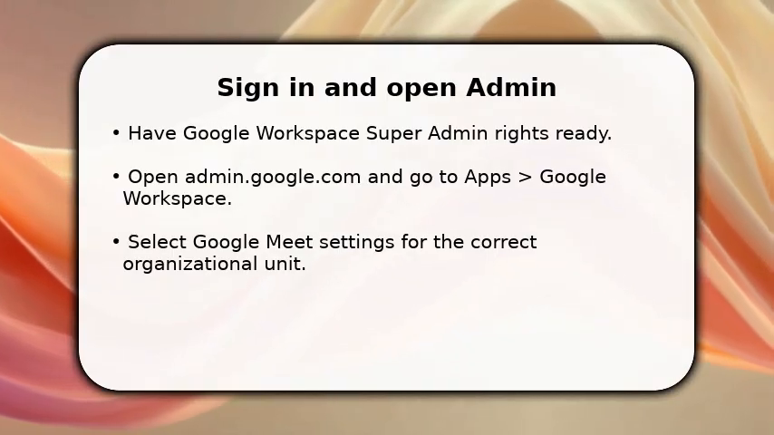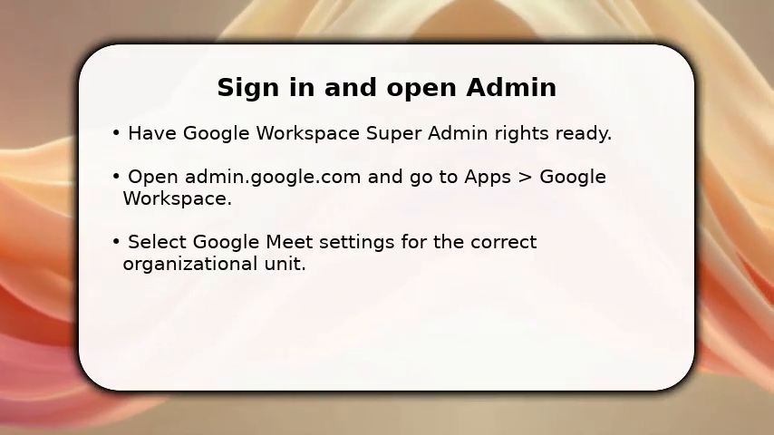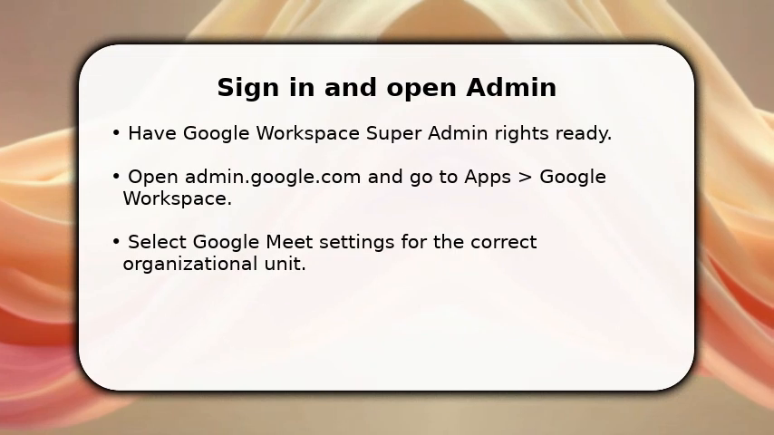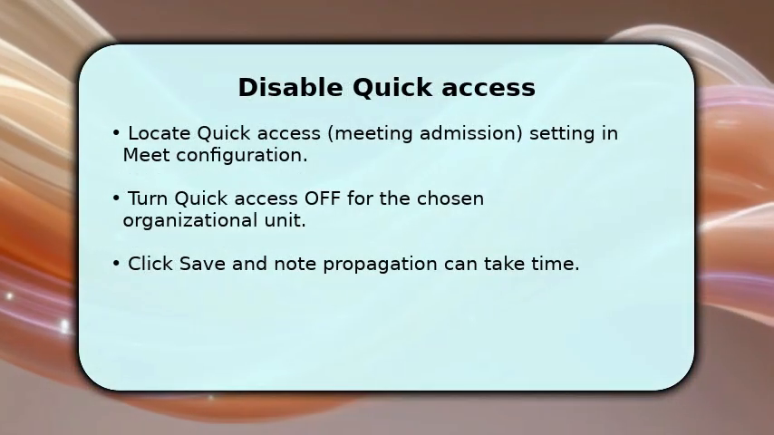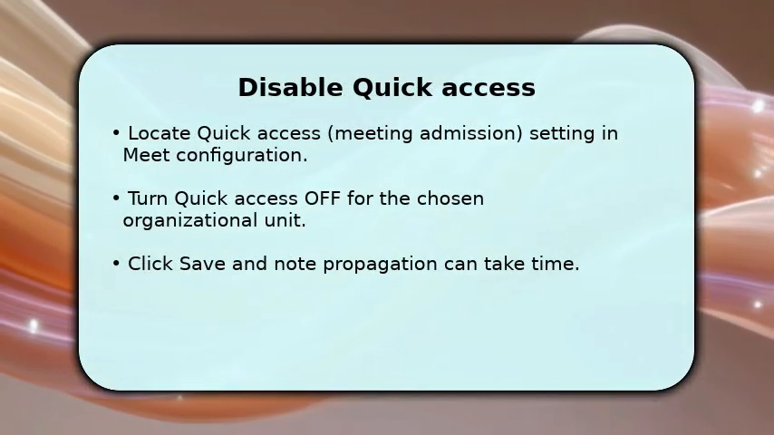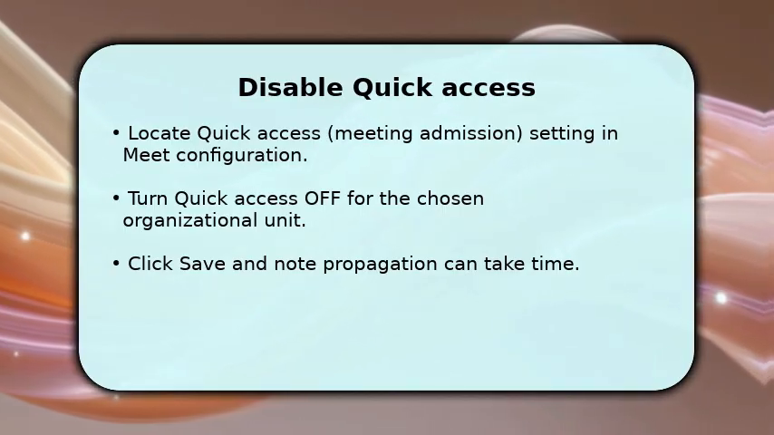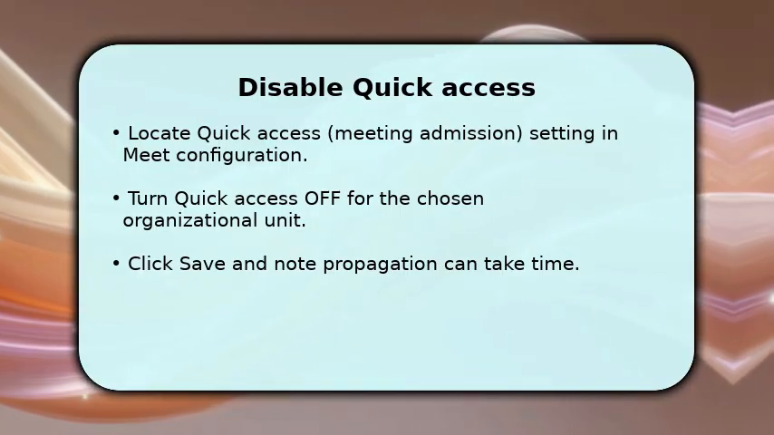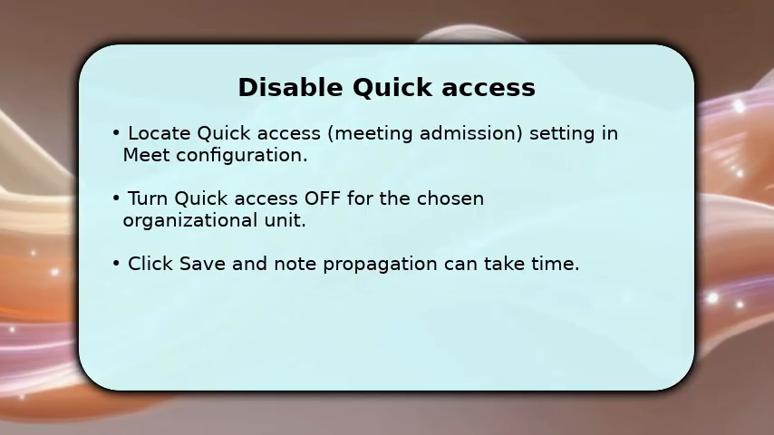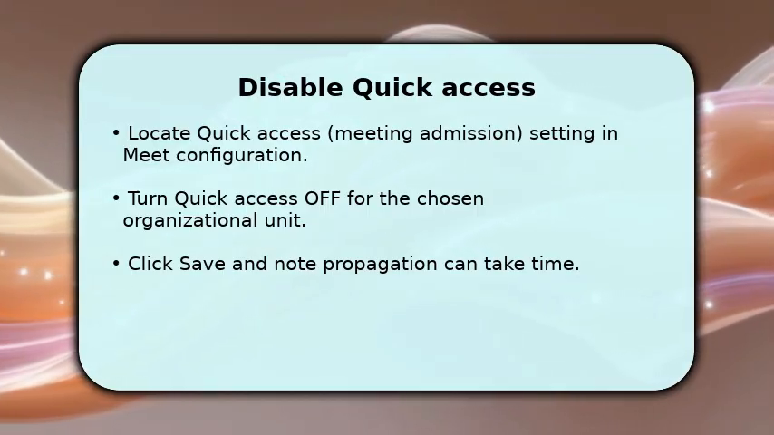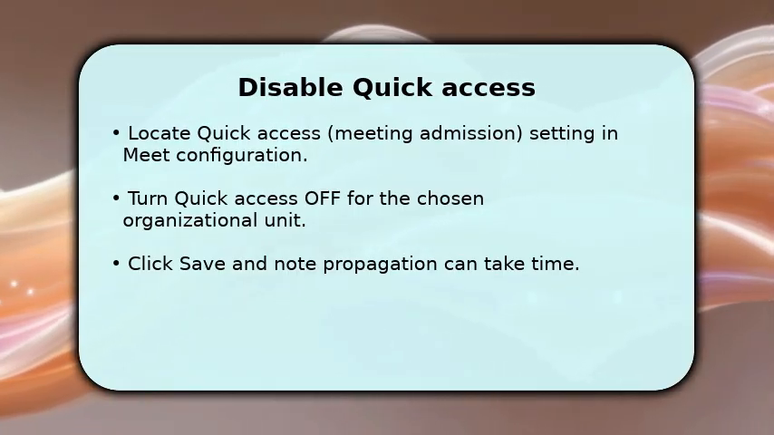Once selected, locate the Meeting Access Control setting labeled Quick Access or External Access. This is the control that determines whether guests must be admitted. You now find the Quick Access toggle inside the Meet settings. This controls automatic admission versus manual admit. Switch Quick Access to OFF for the specific organizational unit, so meeting participants from outside will require the host to admit them. Make sure you press Save after changing the toggle, otherwise the change won't apply.